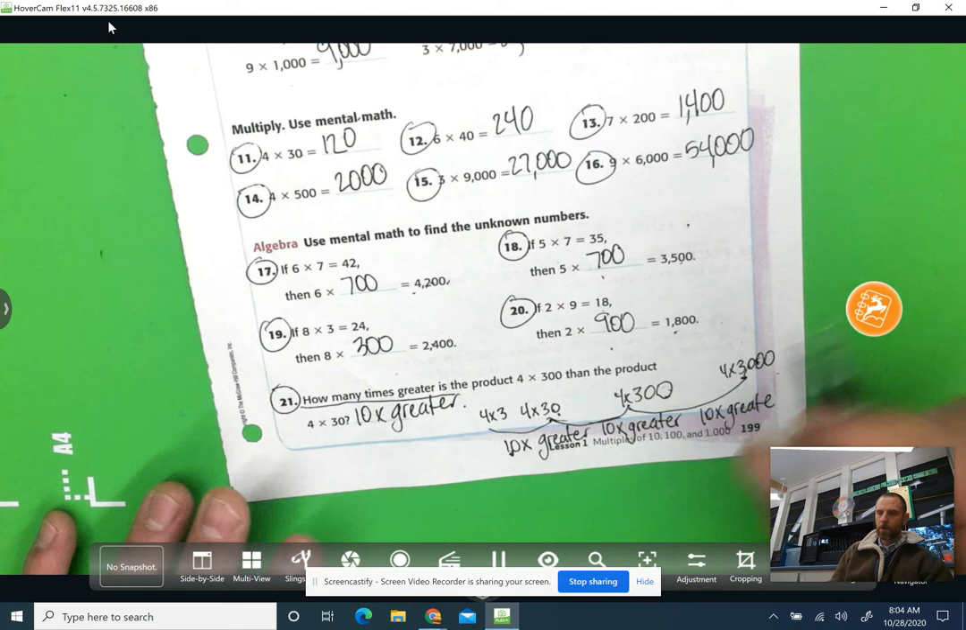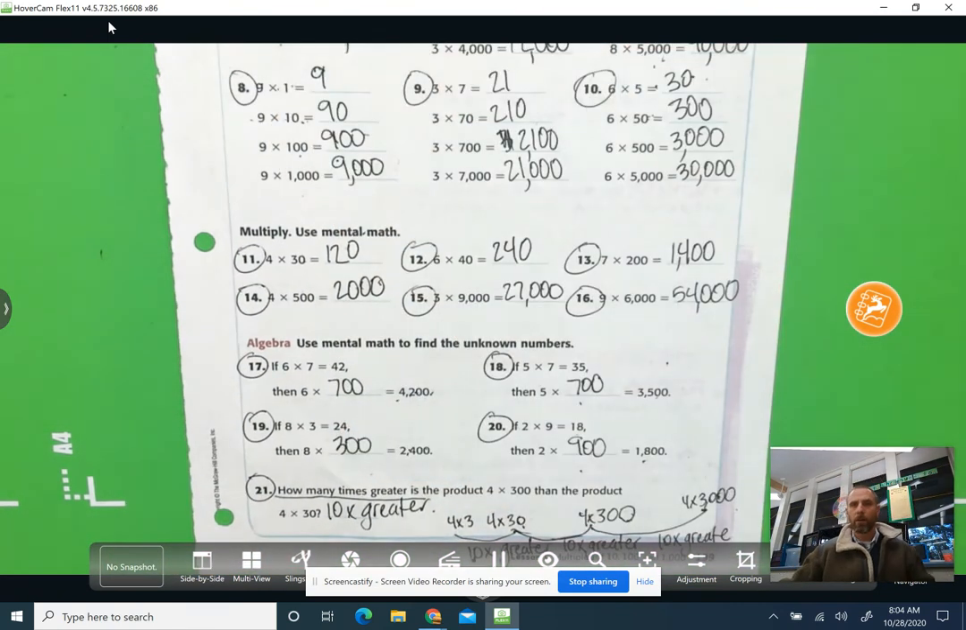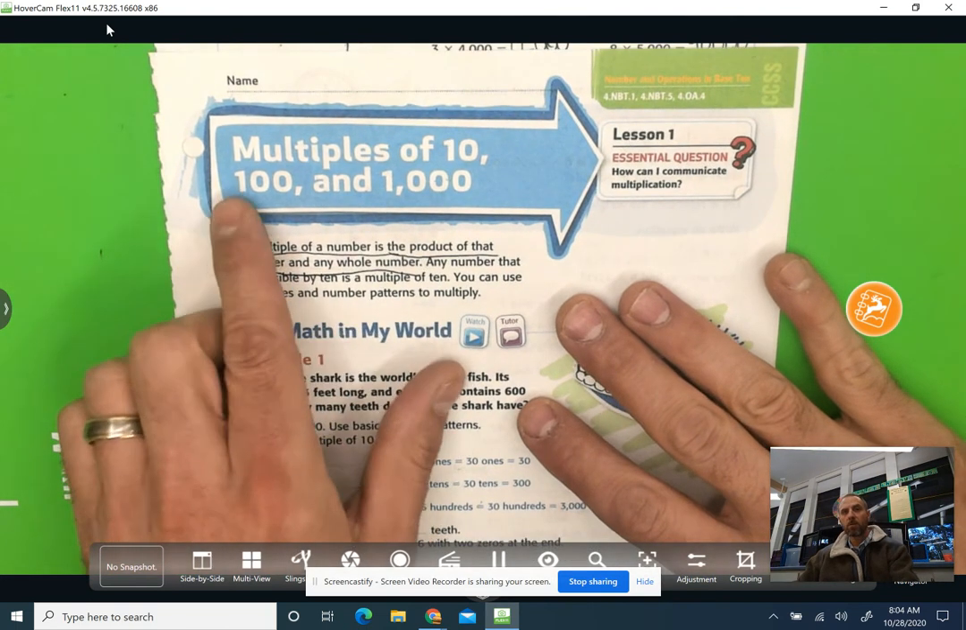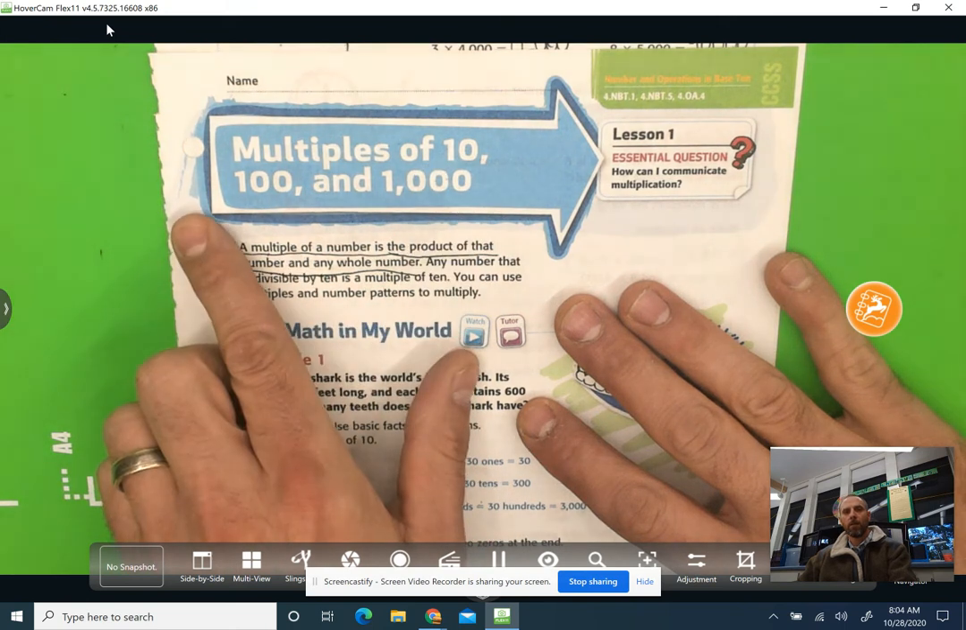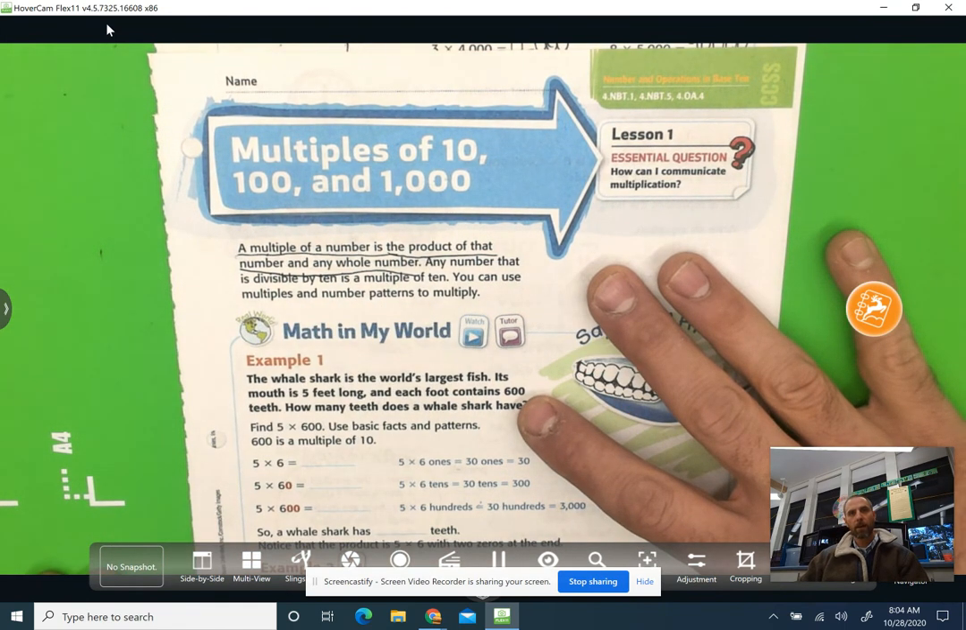Okay. All right, boys and girls. I hope we were feeling comfortable there, locating the pattern as we began the process of locating multiples of 10, 100, and 1,000. Okay, looking for the basic fact. How many zeros are you going to add to the answer?